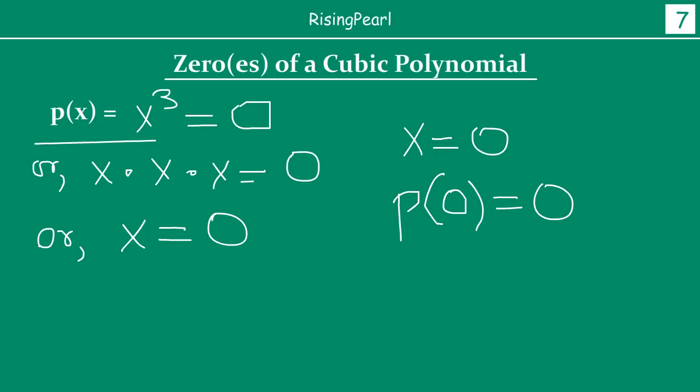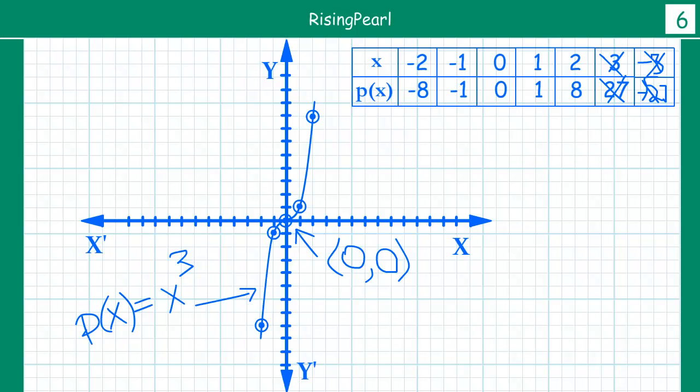And this thing is very clearly evident from looking at the graph. This is exactly what we saw here. So again, there is only one point where this graph of x cube intersects the x-axis, and the x coordinate of that point is 0.